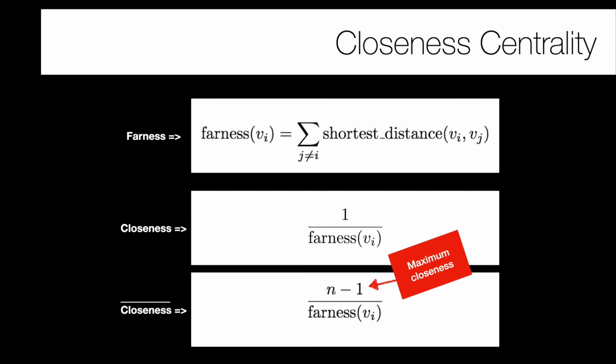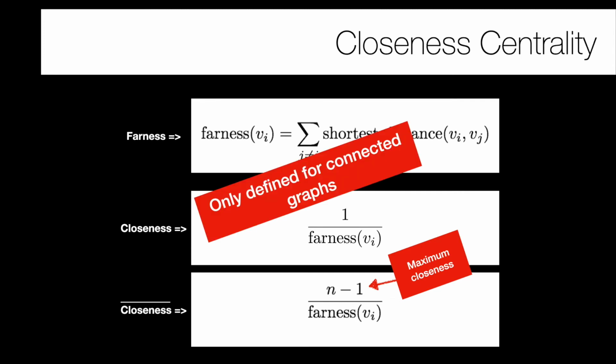So this is the maximum closeness, but we can only define the closeness centrality metric for connected graphs, graphs that have paths between any pair of nodes. If we do not have that connected property, then you can only define closeness on connected components within that graph, which is very similar to some of the restrictions you get with PageRank.